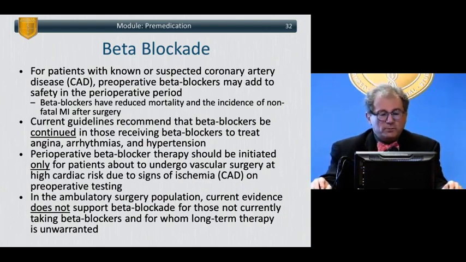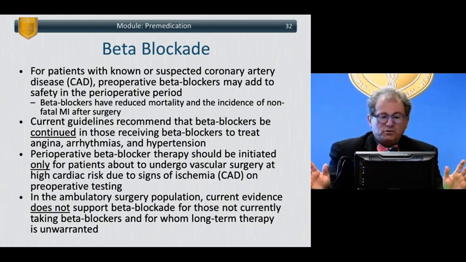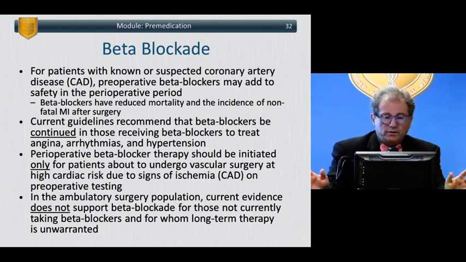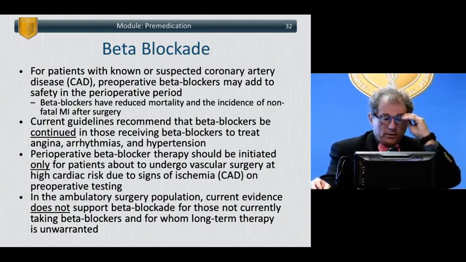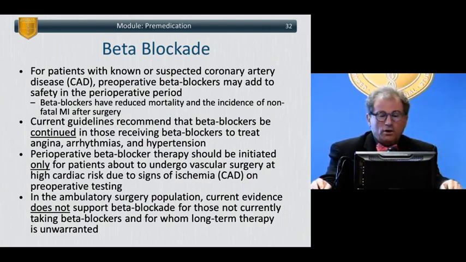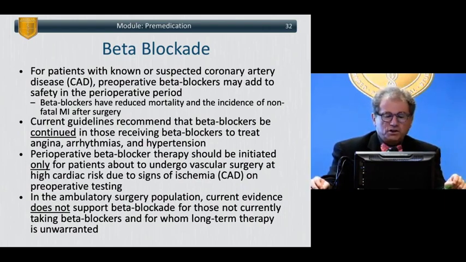Now, let's talk about beta blockade, because on every time out these days we're asked whether or not beta blockade should be administered. For patients with known or suspected coronary artery disease, preoperative beta blockade may add to the safety in the perioperative period. They have reduced mortality and the incidence of non-fatal MIs after surgery. The current recommendations state that beta blockers should be continued throughout the perioperative period in those who are already taking beta blockers to treat arrhythmias, angina, or hypertension.